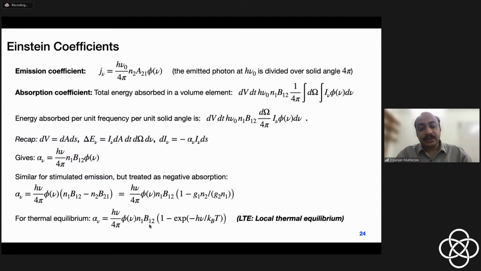Once you find the Einstein B coefficient, which is determined by experimental processes, or the spontaneous emission coefficient, because they're all related, and then if you have an idea of the total number density at state 1, you can find the total absorption coefficient.